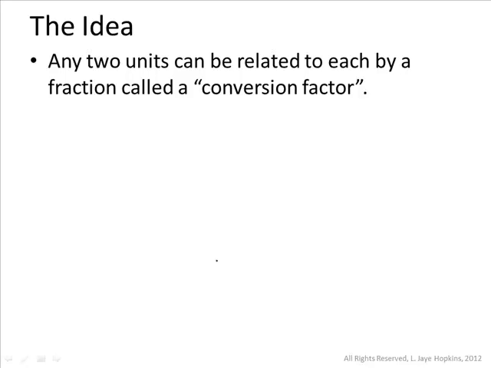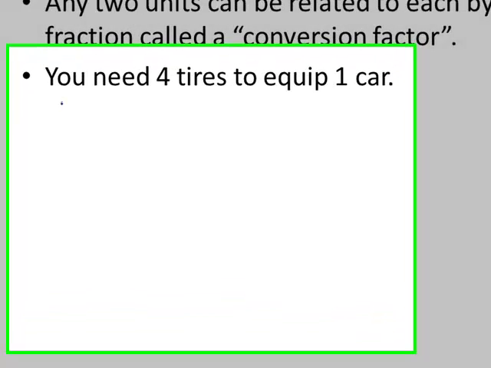And these two units could be technical, like relating pounds and kilograms. They could be less technical. And as you already have figured out, I like to start with the less technical. So here's an example of something that can be written as a conversion factor. Generally, the cars that I'm familiar with need 4 tires to equip one car. I know there's exceptions out there, we won't go into them. So if you need 4 tires to equip one car, a lot of times we can express this information as a conversion factor. The way that we do that is we write it as a fraction.